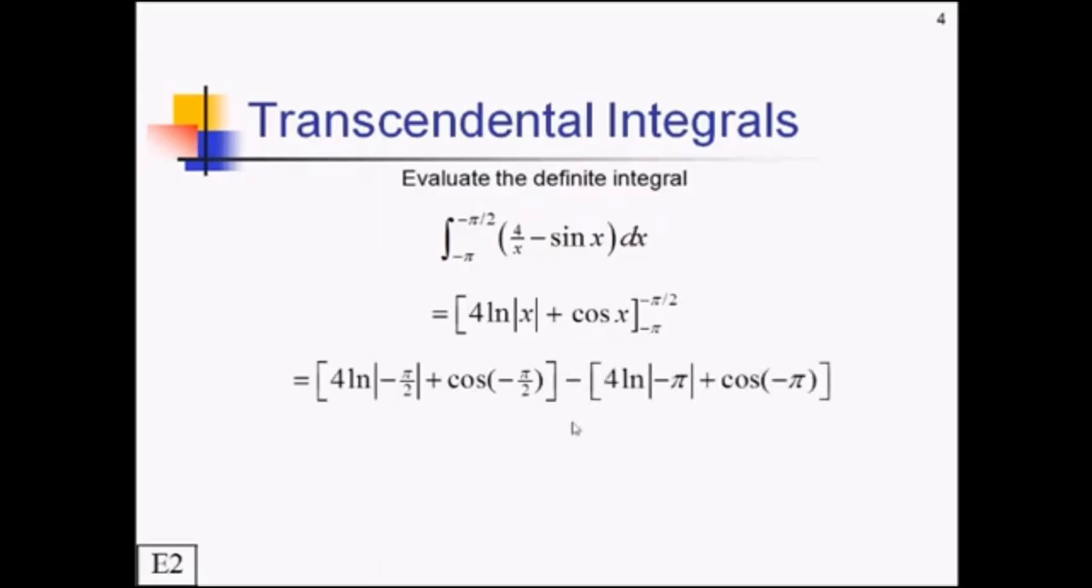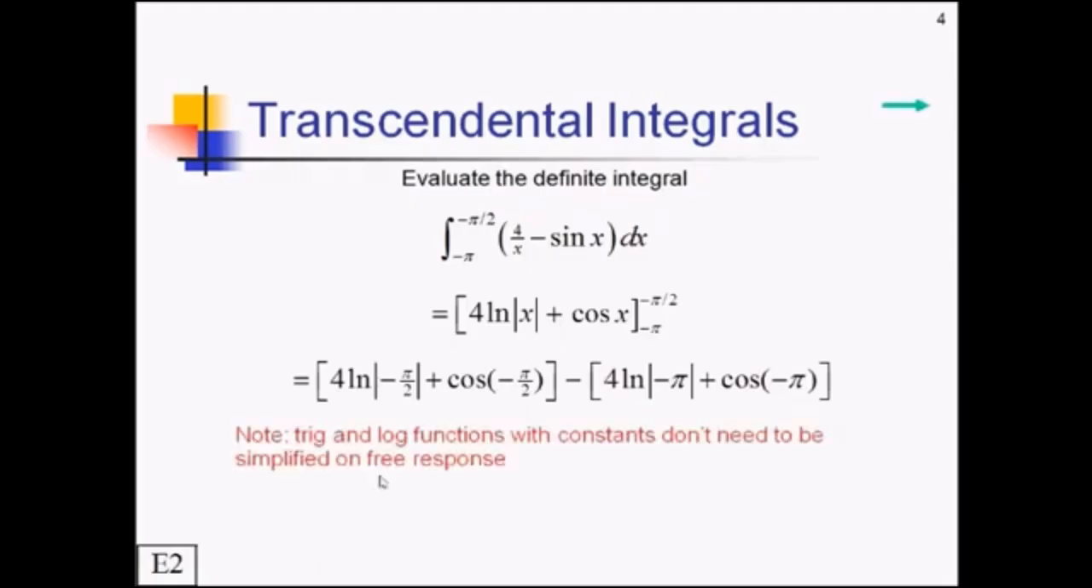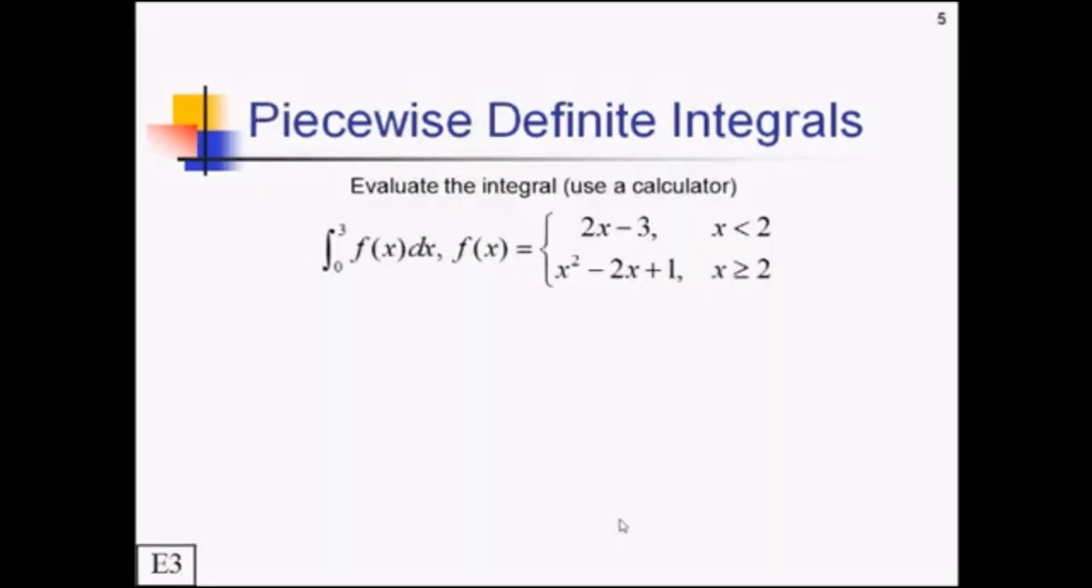I could keep going if I wanted to. I mean, I can definitely simplify the cosine of negative pi over 2 and negative pi. But this will just be our reminder that on the free response, trig and log functions with constants actually don't need to be simplified. They count as constants. Now again, you might need to simplify them on multiple choice, but free response, this would be considered done if you didn't need to do anything else with it.